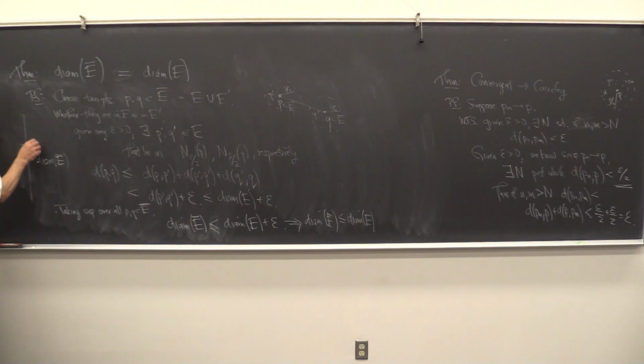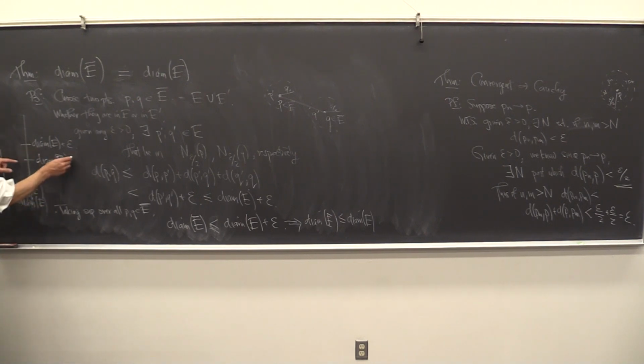Does the last part make sense? Let me just draw a picture. Here's the diameter of E plus epsilon. Here's the diameter of E. We know that this guy is less than or equal to that guy for every epsilon, and then we conclude that this guy must be less than or equal to that guy. The point is, if the diameter of E bar were strictly greater than the diameter of E, then you would choose an epsilon so that the diameter of E plus epsilon would be lower than the diameter of E bar, and that would give you a contradiction.